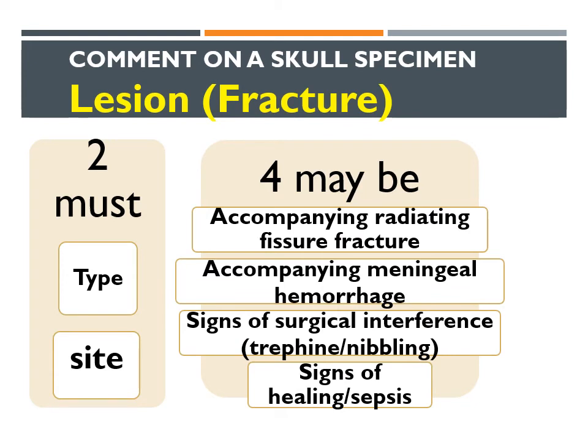To make a comment on lesion or fracture, we must cover 6 points. 2 points are important, which are type of fracture and its site. And 4 may be present or not. May be present accompanied radiating fissure fracture, meningeal hemorrhage, signs of healing or sepsis, or signs of surgical interference in the form of nippling or trephine.